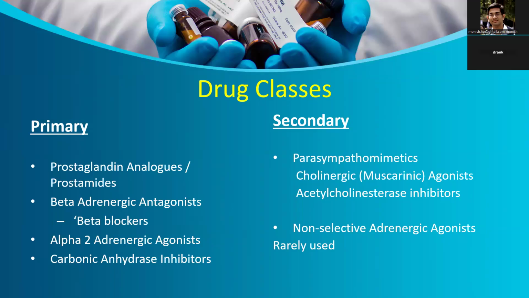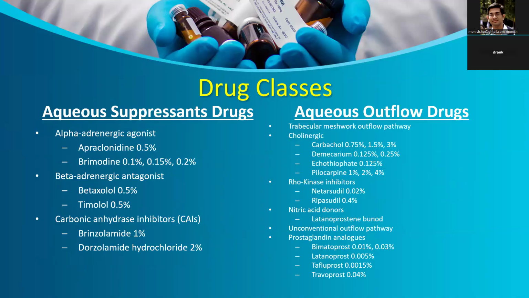Now coming to another classification, which we have already discussed in the previous slide, that is the drugs which suppress the aqueous humor production and drugs which increase the aqueous outflow. So again stressing on the point, alpha agonists, beta blockers, and carbonic anhydrase inhibitors are the drugs which decrease the aqueous production by acting on various receptors. Alpha agonists act on alpha 1 and alpha 2 receptors, beta blockers act on beta 1 and beta 2 receptors and block them, and carbonic anhydrase inhibitors act on the carbonic anhydrase enzyme.